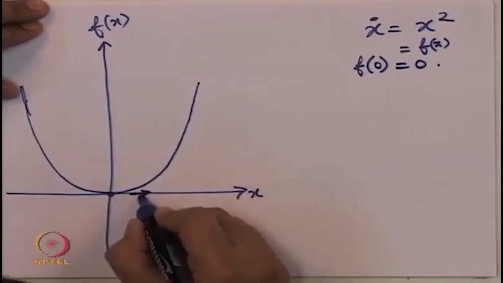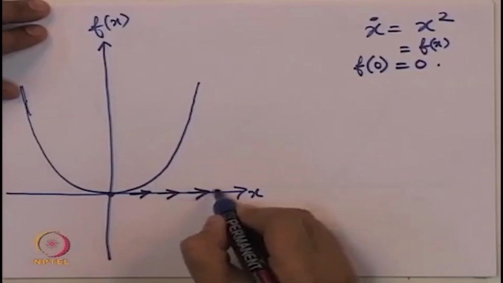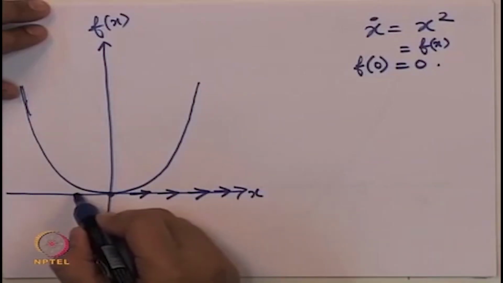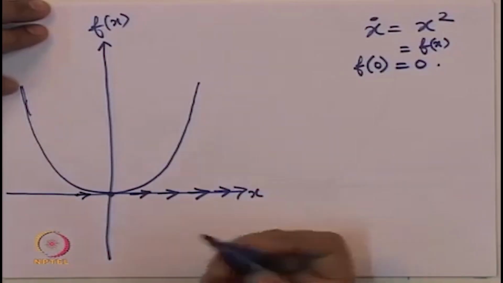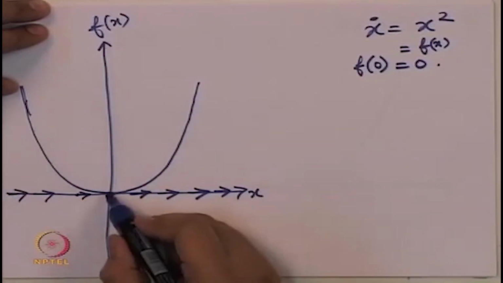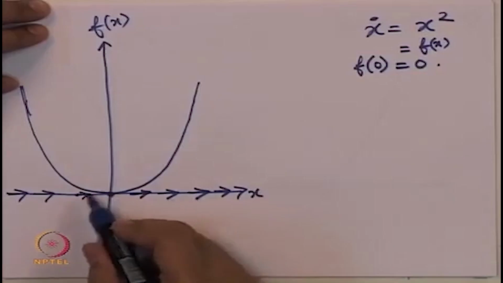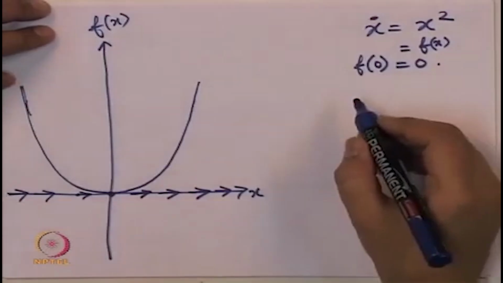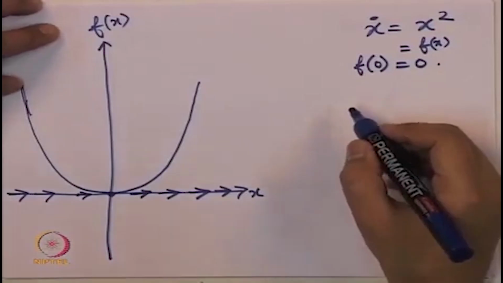Slightly to the right, we see that f is positive, and hence the arrows are directed towards the right. On the other hand, slightly to the left of the point, we see that f is again positive, and hence again the arrows are directed towards the right. In other words, the value of x is going to go on increasing, whether it is to the right or to the left of the point 0, and only at the point 0, the value of f being 0, x does not change, x dot is equal to 0.